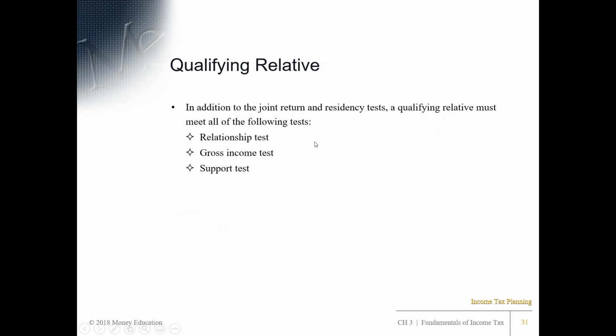In addition to a joint return test and a residency test, a qualifying relative must meet the following: the relationship test, the gross income test, and the support test. If you have the child at college and they're a qualifying child, they meet all the tests that we just talked about, they could earn $15,000. If they're not using it for their support, like let's say they're putting it away and saving it and you're paying for their support, then that still counts as your child. But if they are not a qualifying child, if they don't pass those relationship tests, they could still be a qualifying relative, but now gross income comes into play.